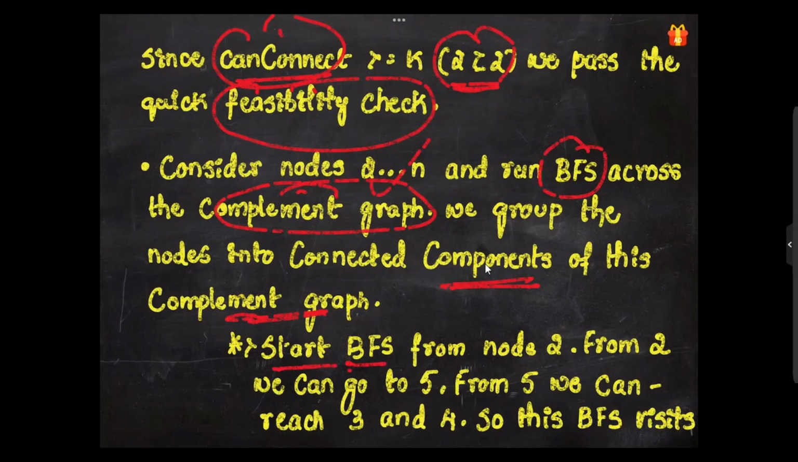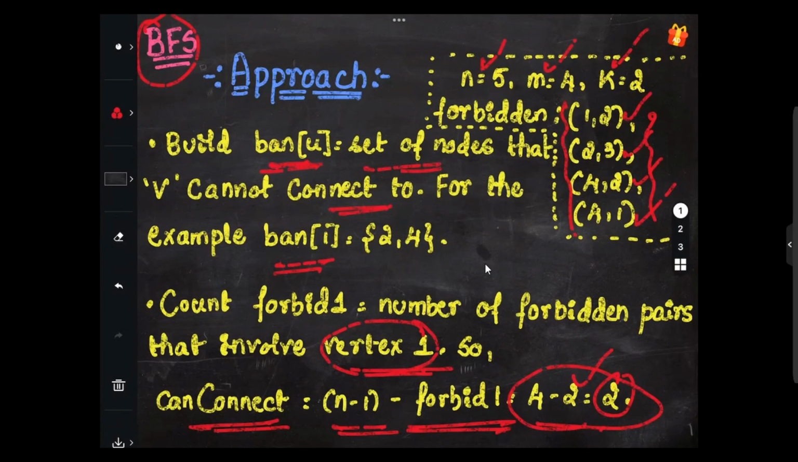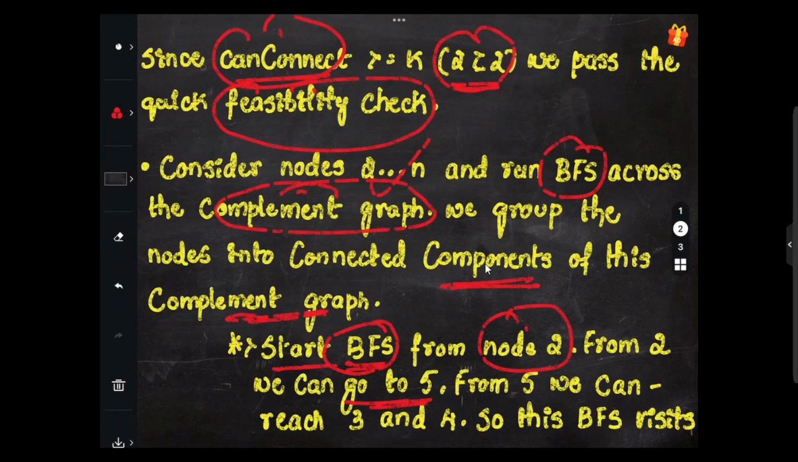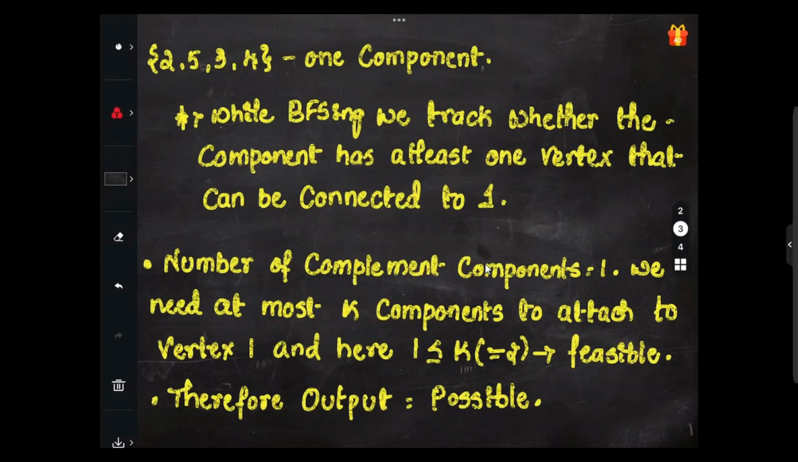Basically, the first point here would be we will start the BFS from node 2. From 2 we can go to 5. From 5 we can reach 3 and 4. So you can just see here accordingly with the forbidden edges. We don't have to worry that much. We'll start the BFS from node 2, and from 2 we can go to 5. From 5 we can reach 3 and 4. So this BFS, what do we call BFS, level by level, reaches 2, 5, 3, 4.